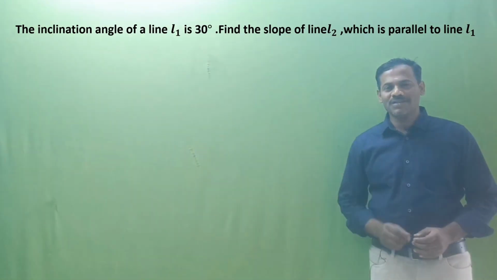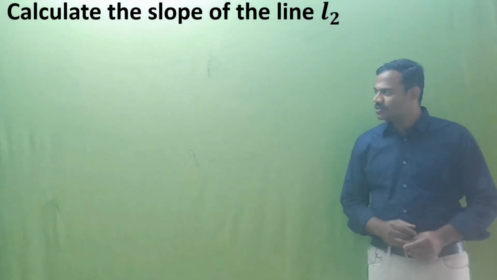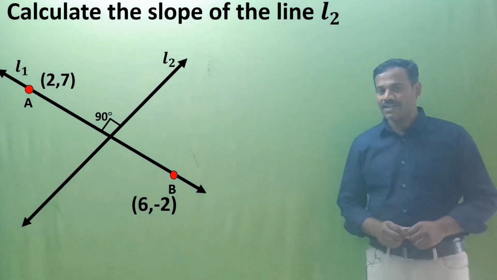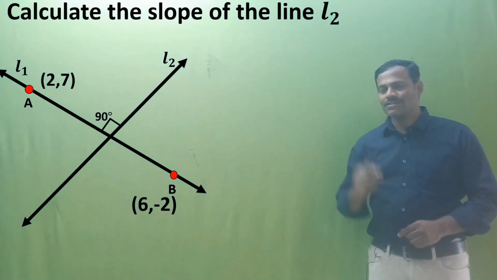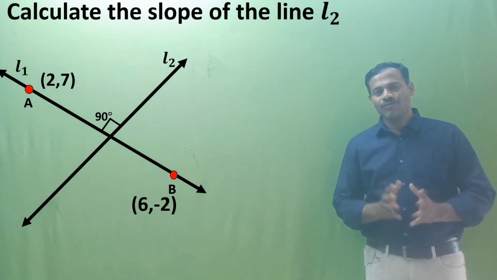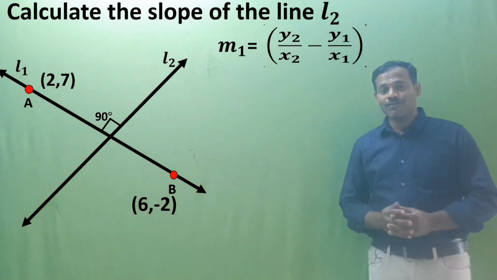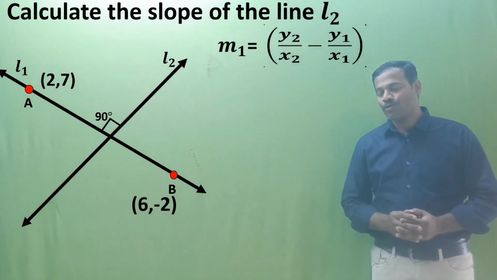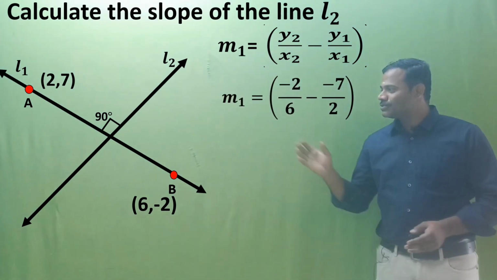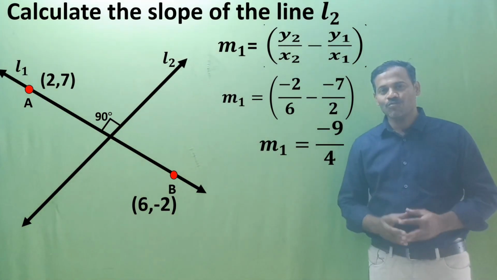Children, let us see one problem based on perpendicular lines. Here the two lines L1 and L2 are perpendicular to each other. Calculate the slope of the line L2. So we want to find the slope of the line L2. Before that, we want to find the slope of the line L1, and there are two coordinate points, right? The formula for the slope of the line joining two points is m is equal to y2 minus y1 divided by x2 minus x1. So the slope of the first line m1 we get minus 9 by 4. And what about the slope of the second line?